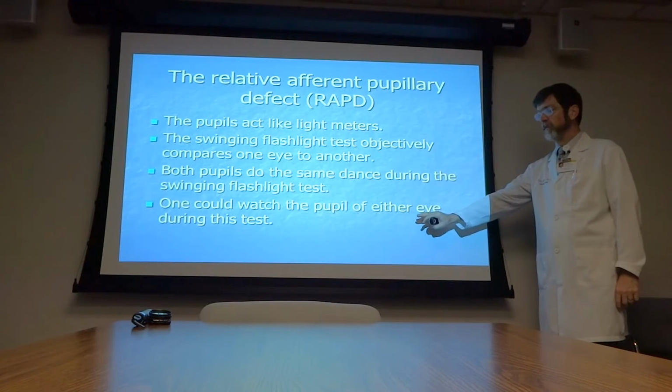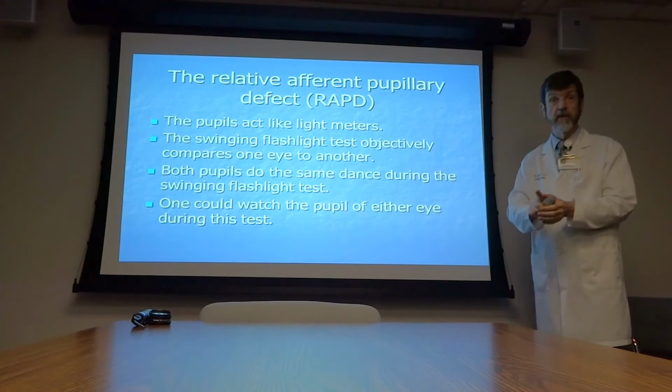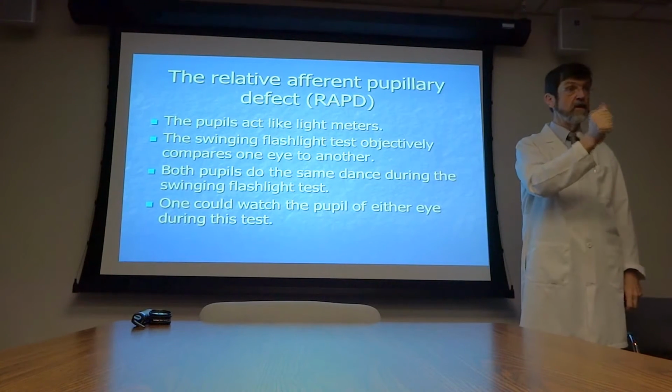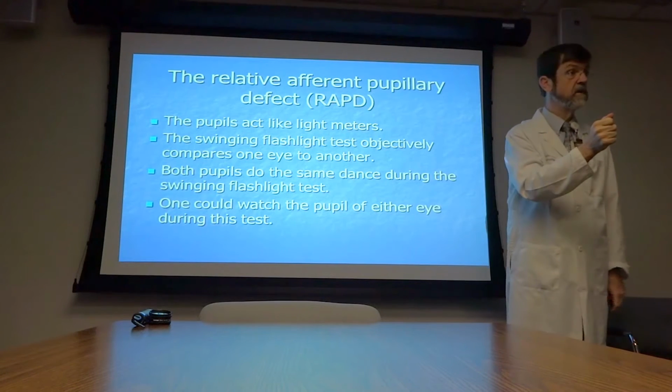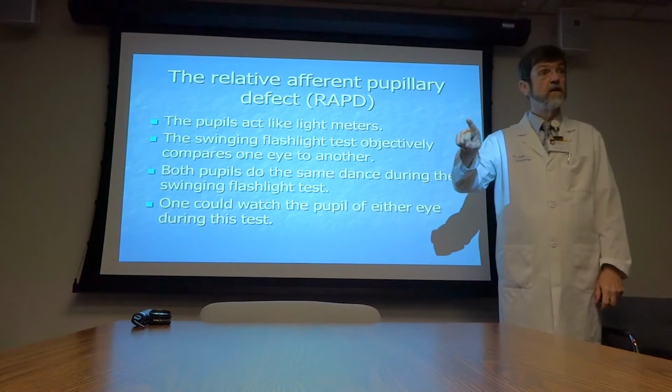So you could watch the pupil of either eye during the test. Now you already know the test, and we're going to talk about it in more detail, but when you're swinging that light back and forth, you're looking at the eye that the light is on. Well, of course you would. That's the one you can see, right? But if it turned out that you couldn't, you can actually watch the other one.